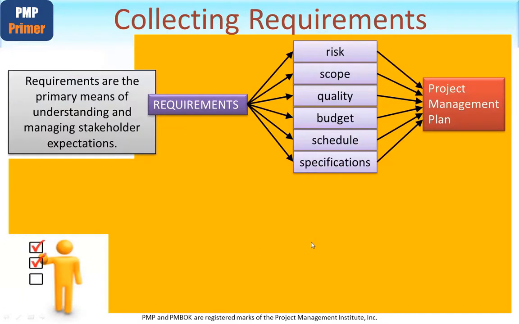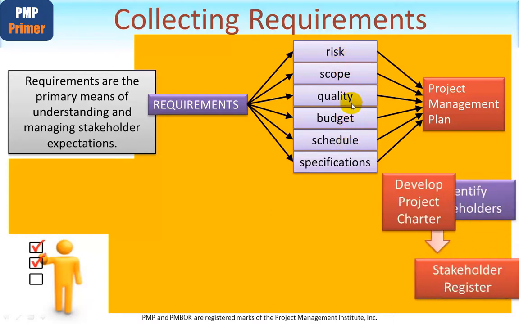Still staying with the collecting requirements process, you will now know that requirements are the primary means of understanding and managing stakeholder expectations, and such requirements will have a profound impact on all other aspects of the project, ending up in the formally approved project management plan. A change to any one of these requirements can change some or all of these aspects. I'm sure you can see easily how a new requirement would affect the budget and schedule, but it may have an impact on others as well.